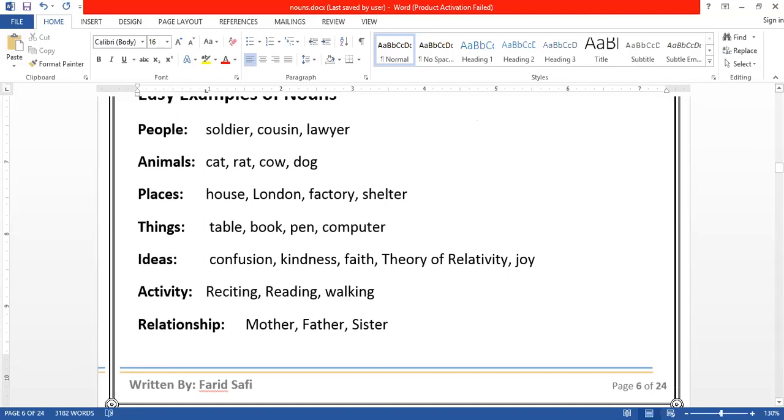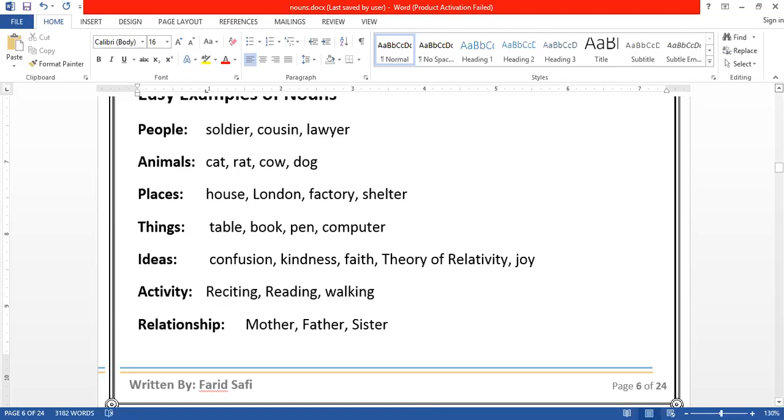It can be the name of an animal, like cat, rat. Nouns can be the name of places. If something refers to a place, again we call it a noun, like house, Peshawar, London, factory, shelter. Or a noun can be the name of things like table, book, pen, computer, notebook, etc. Nouns can be the name of ideas. If you have an idea, a noun can also be the name of an idea, like confusion, kindness, faith, etc.